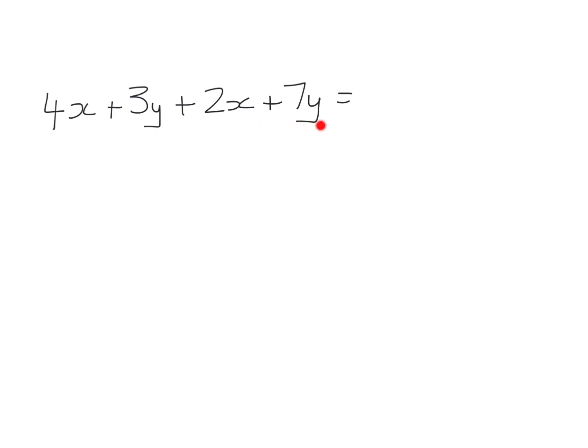Alright, what about this equation over here? Now we can see that that is 4x plus 3y plus 2x plus 7y. So I can identify a couple of like terms. That is a like term, and that is a like term. That is a like term, and that is a like term. So what I can now do is I can collect my like terms and I can solve the equation. See if you can do that. Put the video on pause and give it a go.